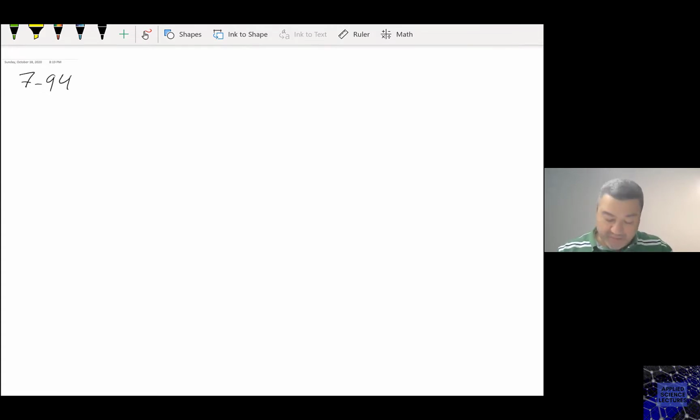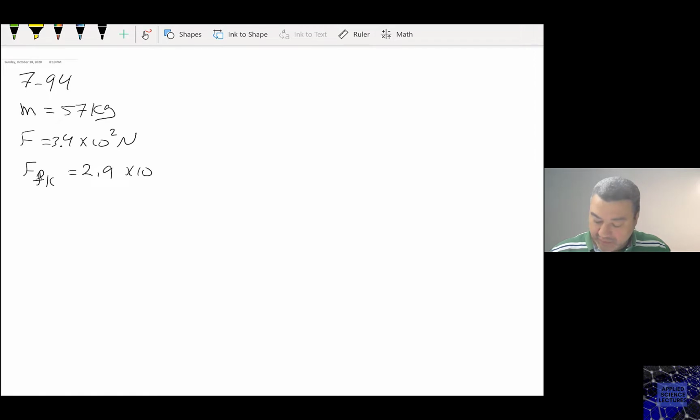Let's do this because it was requested. We have the mass as 57 kilograms. We have the force as 3.4 times 10 to the power 2 Newton. We have the friction as 2.9 times 10 to the power 2 Newton. We have delta R as 2.3 meters.